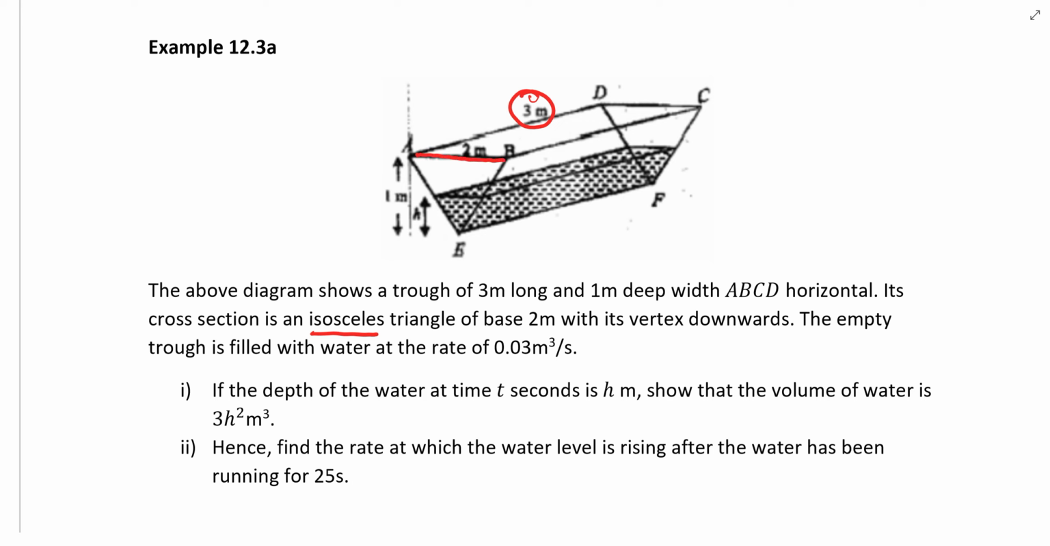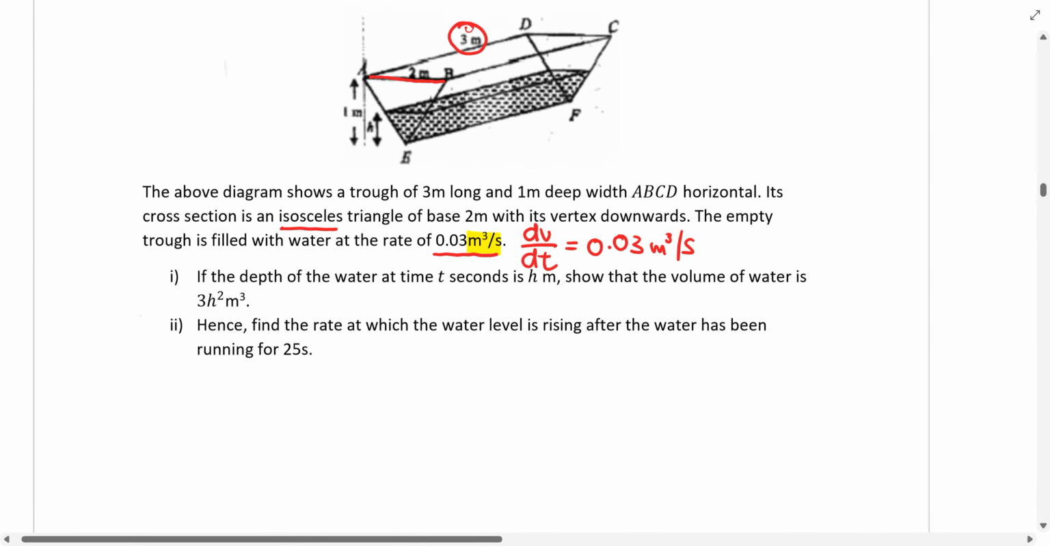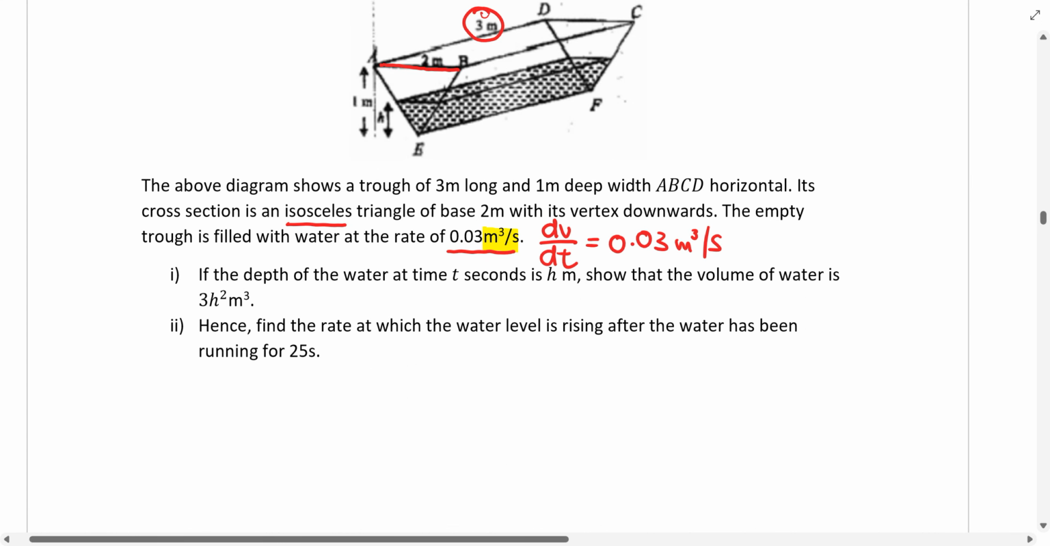The empty trough is filled with water. When you look at this, the units will tell you what this is talking about. This is because it is volume, right? Meter cube is volume. So this is called the dV/dt because it has got to do with time. It's 0.03 meter cube per second. Now, water keeps coming in. So what keeps changing? The height of the water keeps changing.